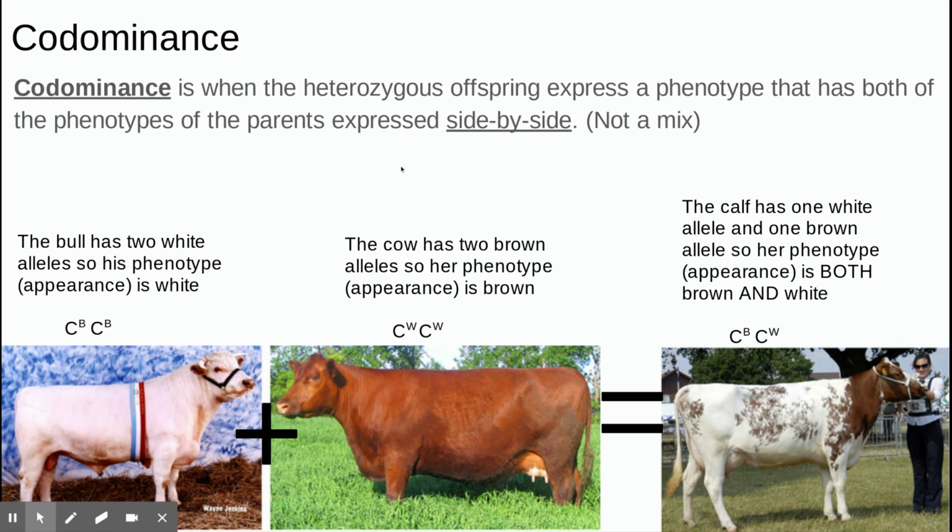Codominance is different from incomplete dominance, where they're not blending anymore. Now they're going side by side. So if I have a white bull, so this could be like color, I flipped these, I'm sorry.